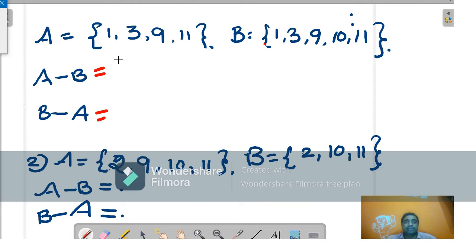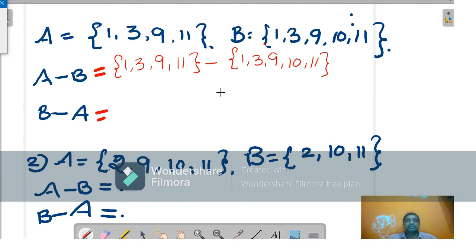A minus B: A is {1, 3, 9, 11} minus B, which is {1, 3, 9, 10, 11}. Now what is this? Cancel the common elements. 1 is common, cut it. 3 is common, cut it. 9 is common, cut it. 11 also common, cut it.